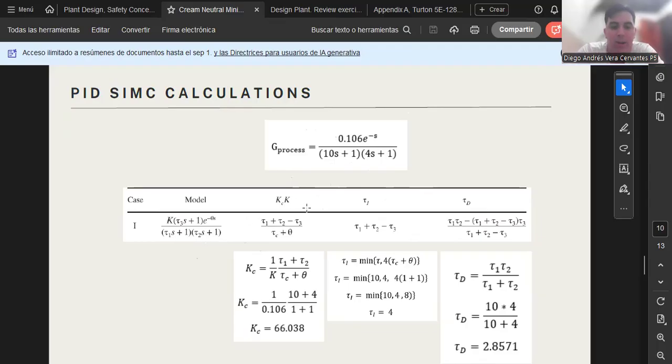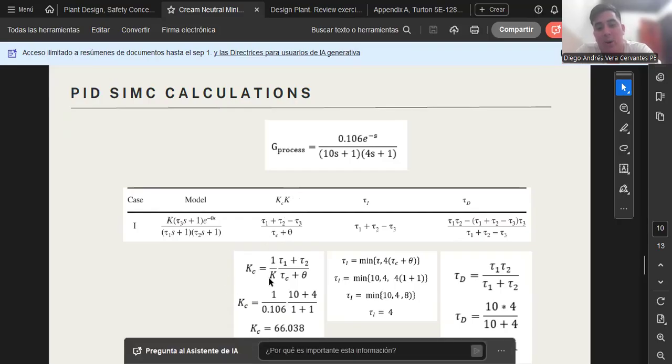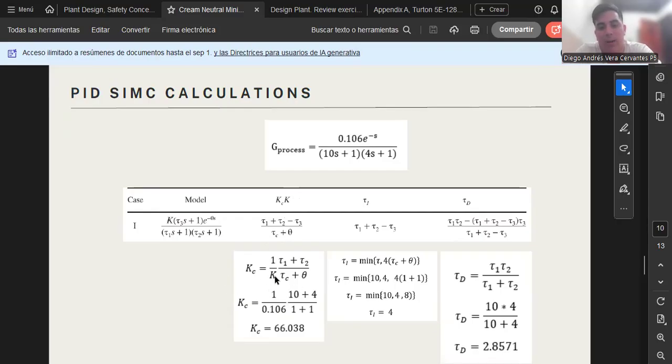But after that, we can calculate the multiplication of Kc and k. The k is the value that we have. Okay, and also to calculate the Kc, we use that formula with all the values that we have. And remember, we have to use a theta. Theta is 1 to make the calculation easier.